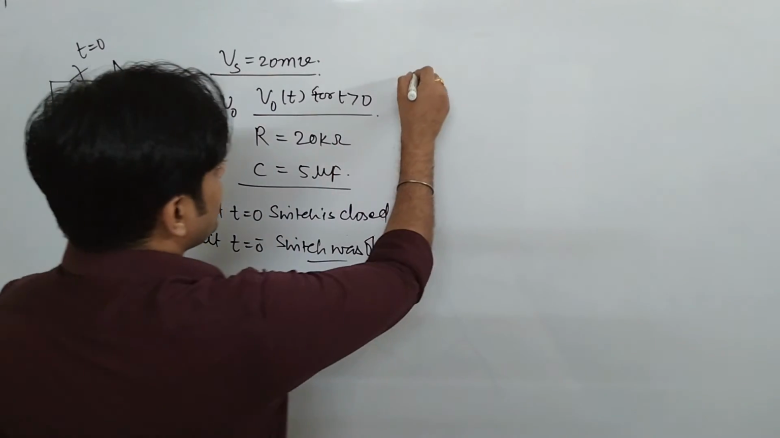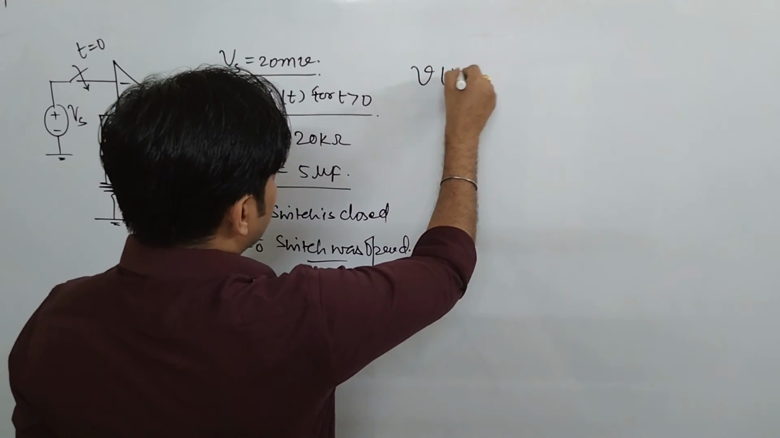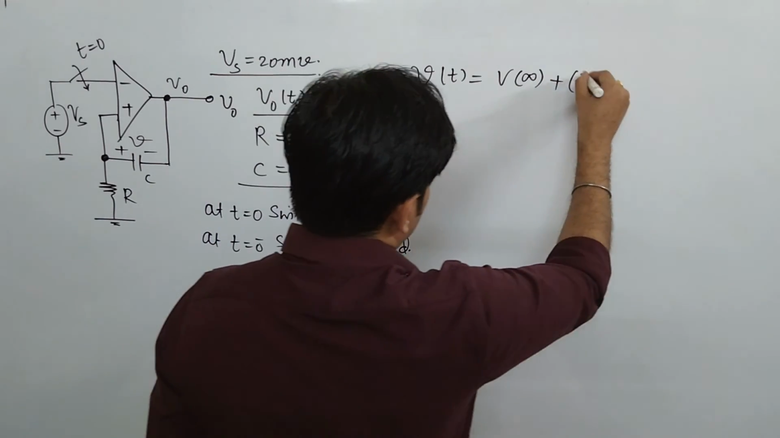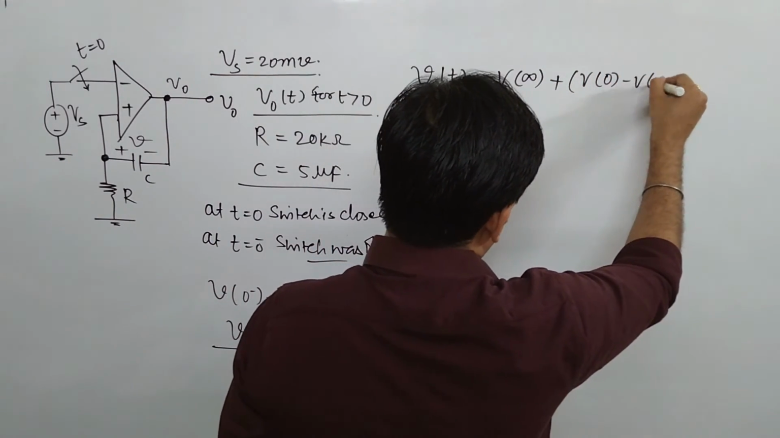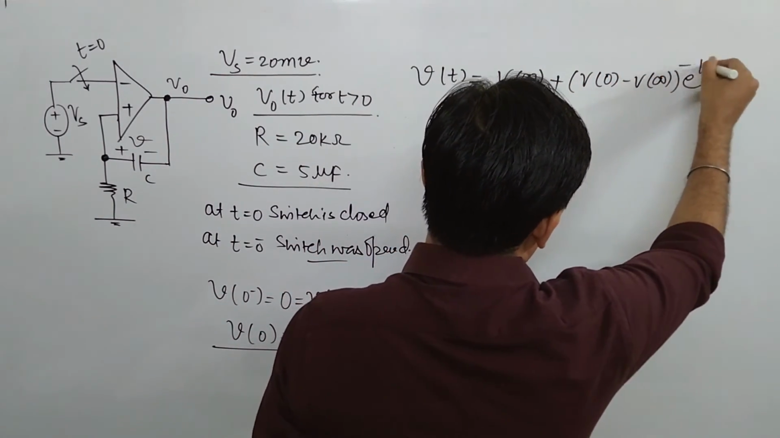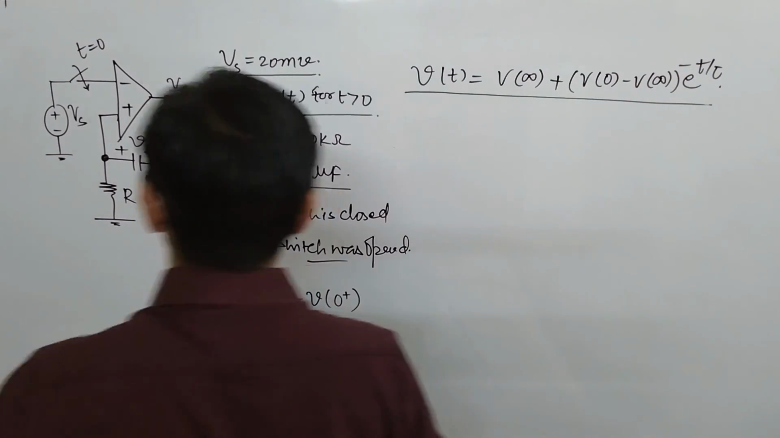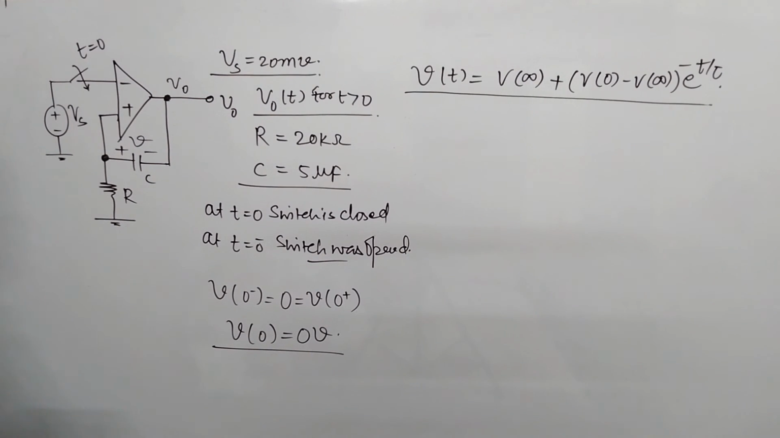So if this is clear, then you can say that the value of V(t) as per our formula is V infinite plus (V0 minus V infinite) e to the power minus t by tau. Now if you know the value of V(t), somehow we find the value of V0(t). But now if you see, the value of V infinite is difficult to find. Why? Because at t equal to infinite, the switch is closed.